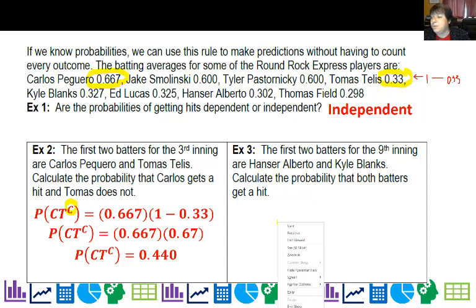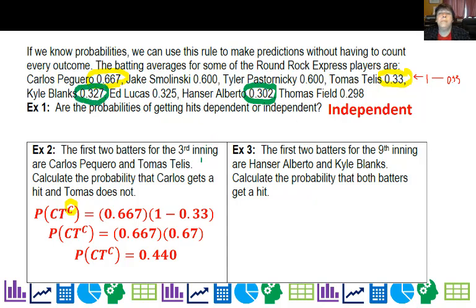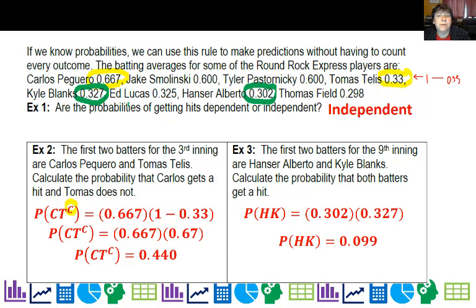Hanser Alberto, let's see if I can do pointer options. In color, we'll do a different color. Hanser Alberto is up here. Where is he? Here he is, .302. And Kyle Blanks is .327. This time I just want them both to get a hit. So those are the probabilities I want. I'm going to multiply them together, and I get another decimal value.